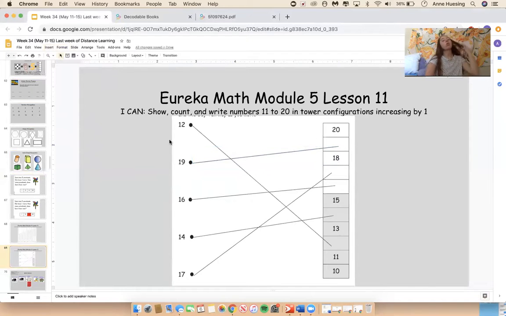Very, very good. You know that when we're going from 10 to 20 and we're counting up every number, we're counting by ones. Very, very good, class.